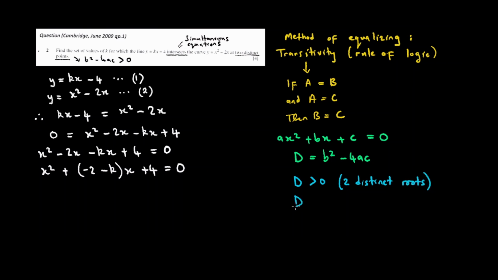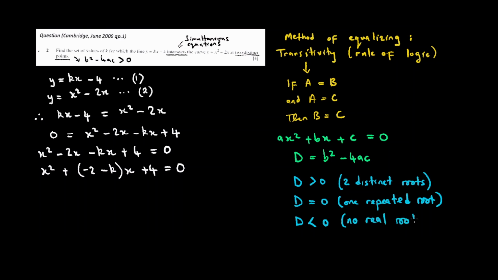When the discriminant is equal to 0, we have 1 repeated root. Understand? When the discriminant is less than 0, we have no real root. We don't have a real root.